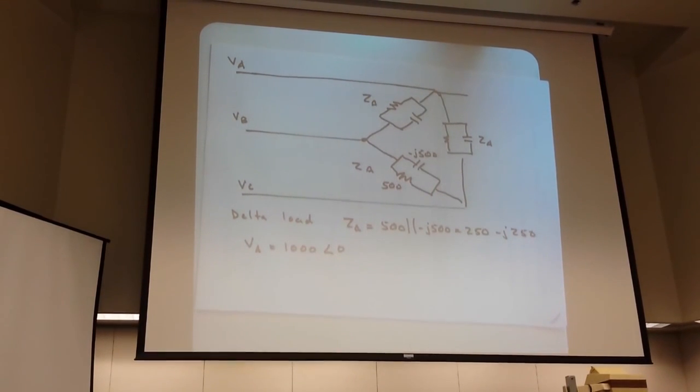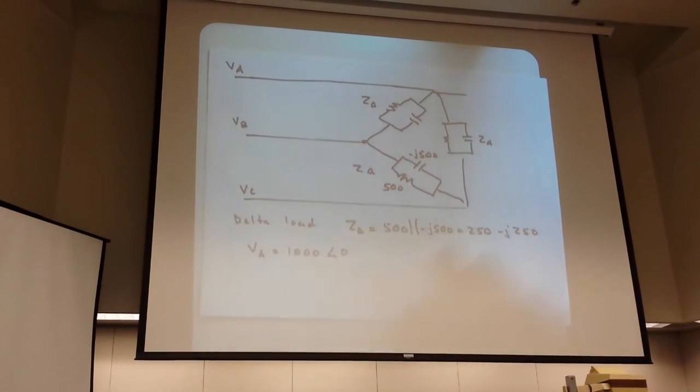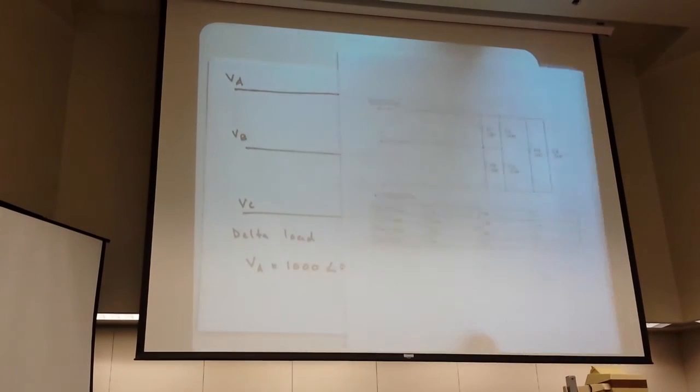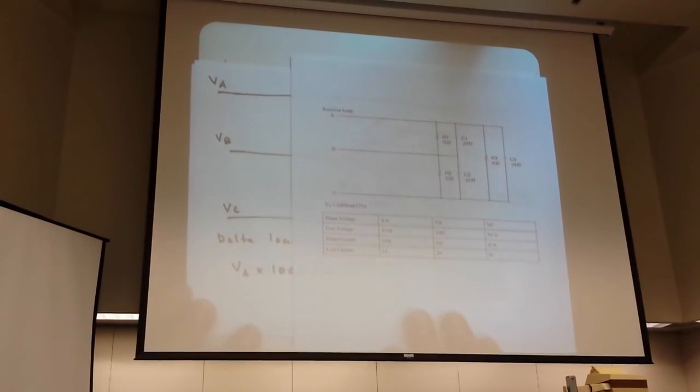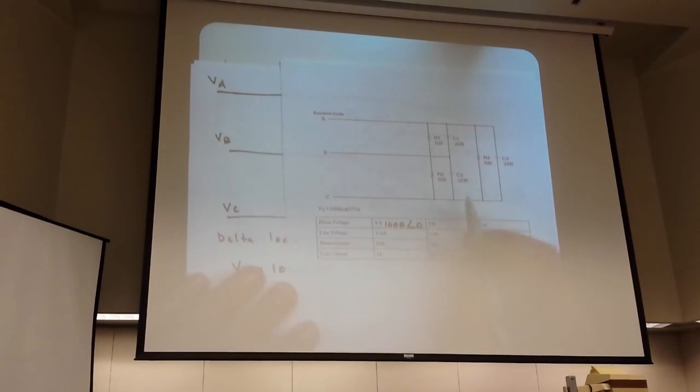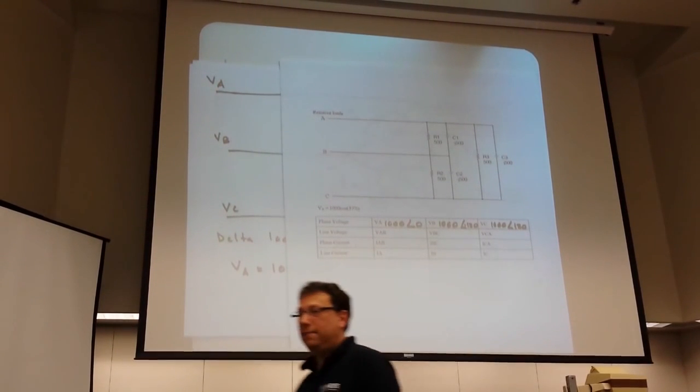1,000 angle 0. And if you still have the handout from the last class, it looks something like this. We're asked to fill in the various VA, VB, VAB, etc. Well, we're given VA, so very quickly we can do the whole phase voltage line. This is 1,000 angle 0, that's 1,000 angle minus 120, and that's 1,000 angle plus 120. So fairly straightforward.